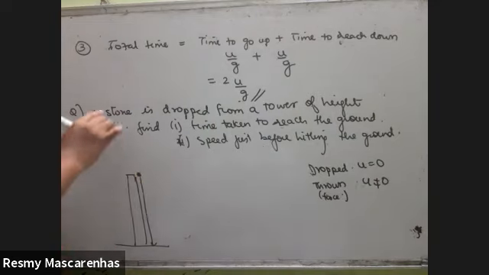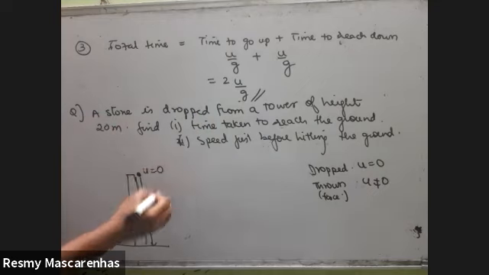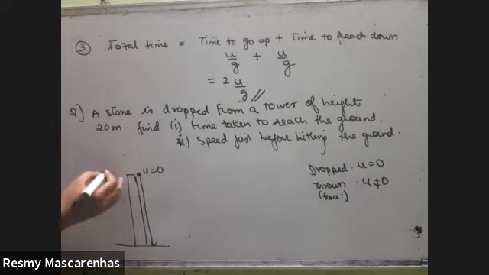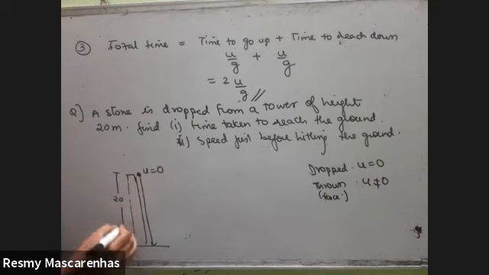Now the ball, or stone, is starting from here. So u will be 0. So initial velocity is 0. How much is the height? 20 meters. So that is nothing but your distance, or s. S is 20.